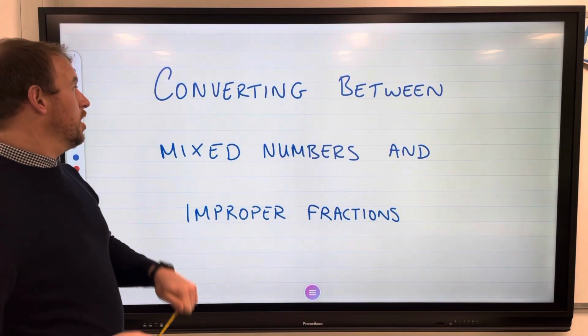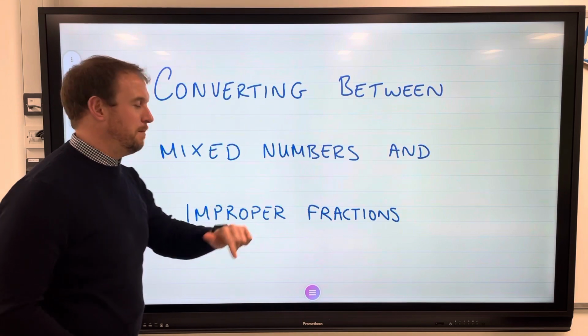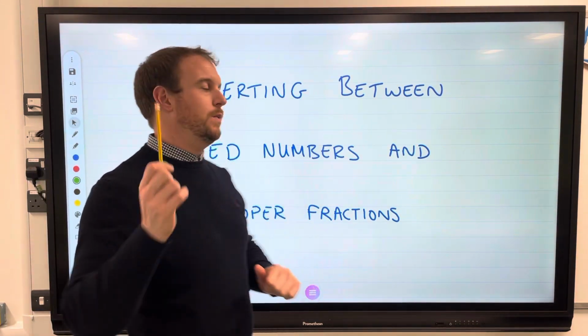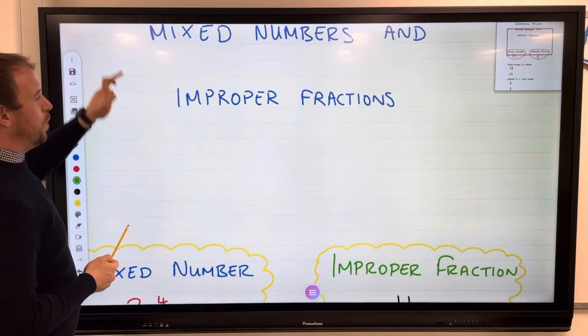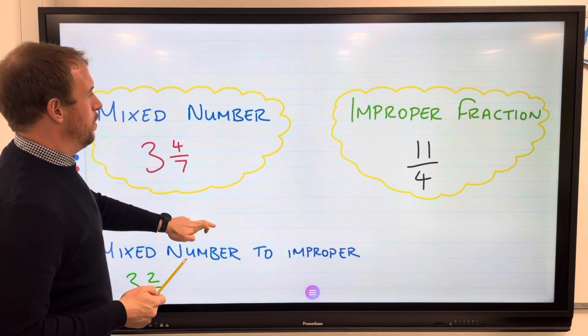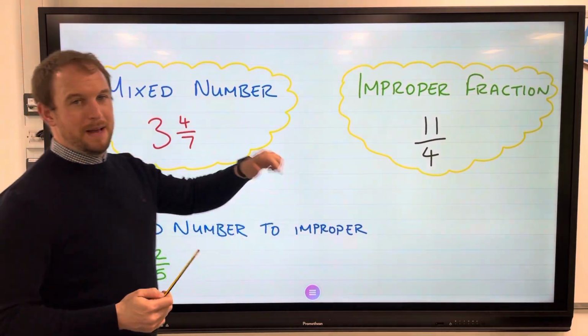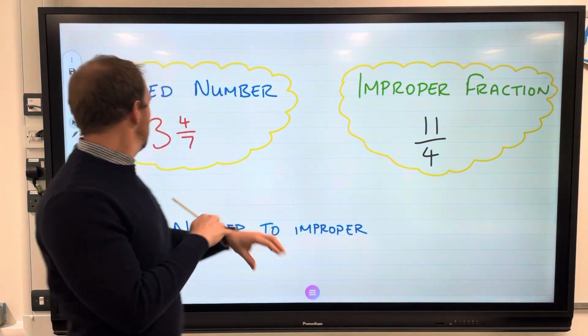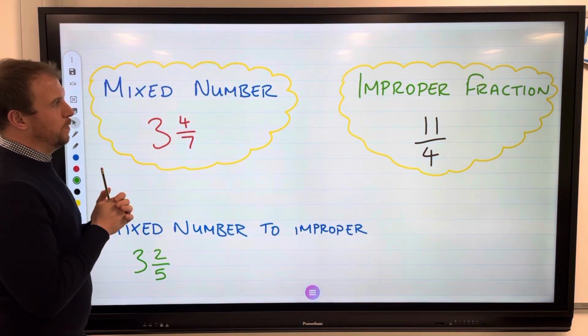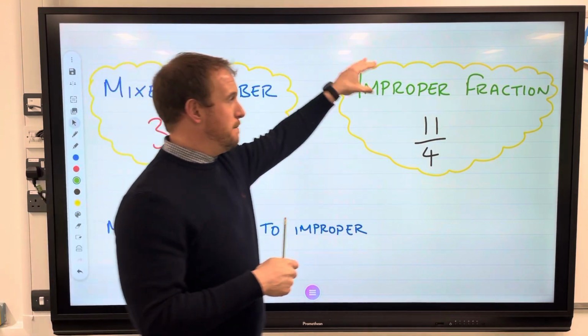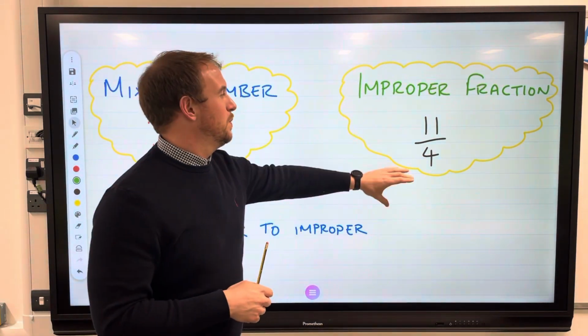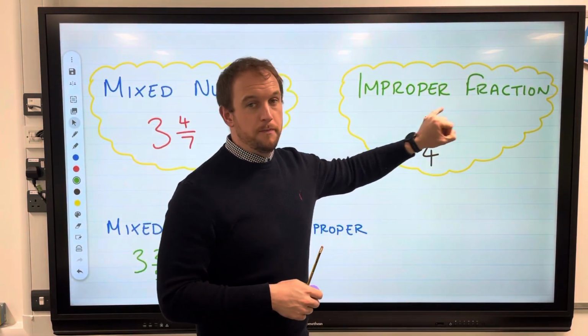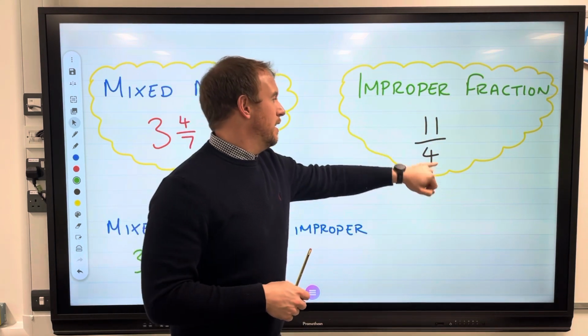So today we are looking at converting between mixed numbers and improper fractions. Before we start, we need to know what both of these things are. A mixed number is a whole number and then a part fraction. So we've got our whole number 3 here and then 4/7. An improper fraction is where the numerator, the top number, is greater than our denominator.